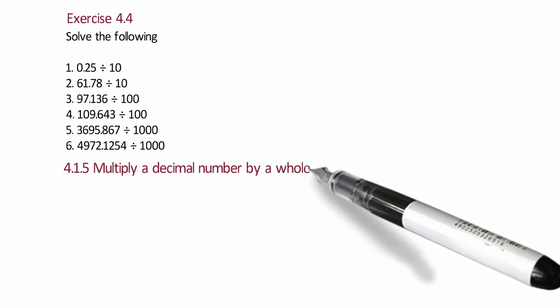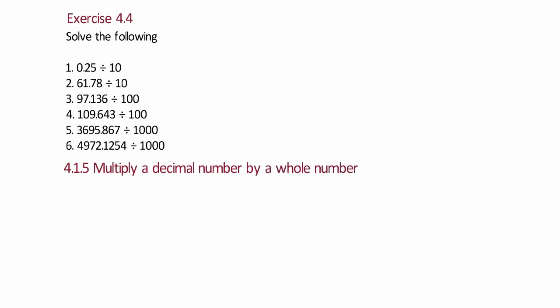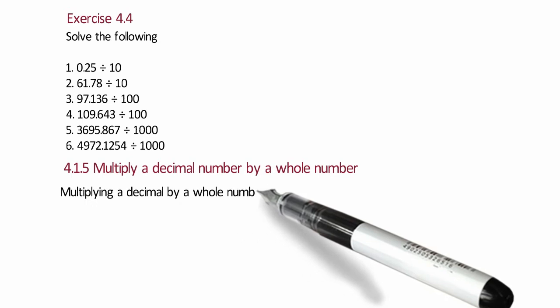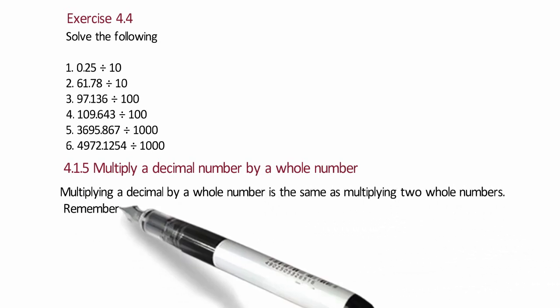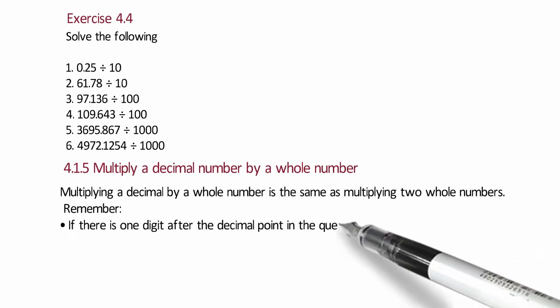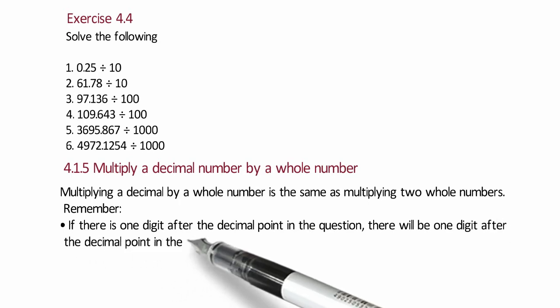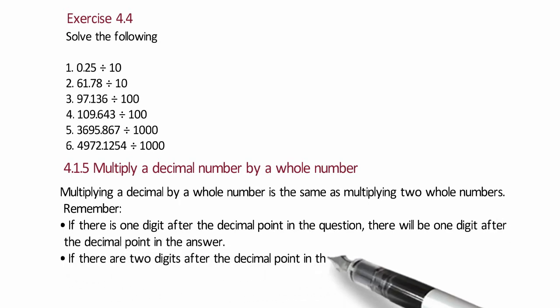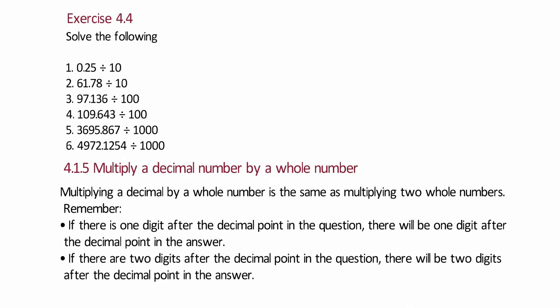Multiply a decimal number by a whole number. Multiplying a decimal by a whole number is the same as multiplying two whole numbers. Remember, if there is one digit after the decimal point in the question, there will be one digit after the decimal point in the answer.